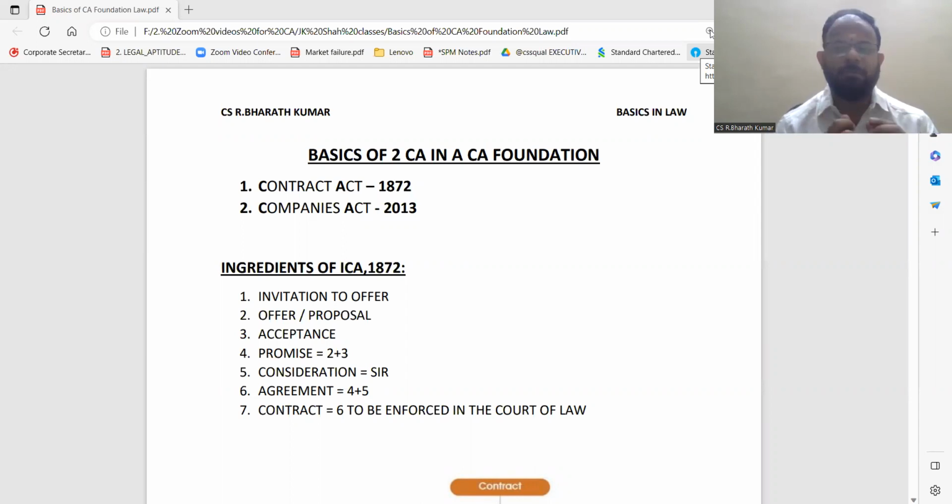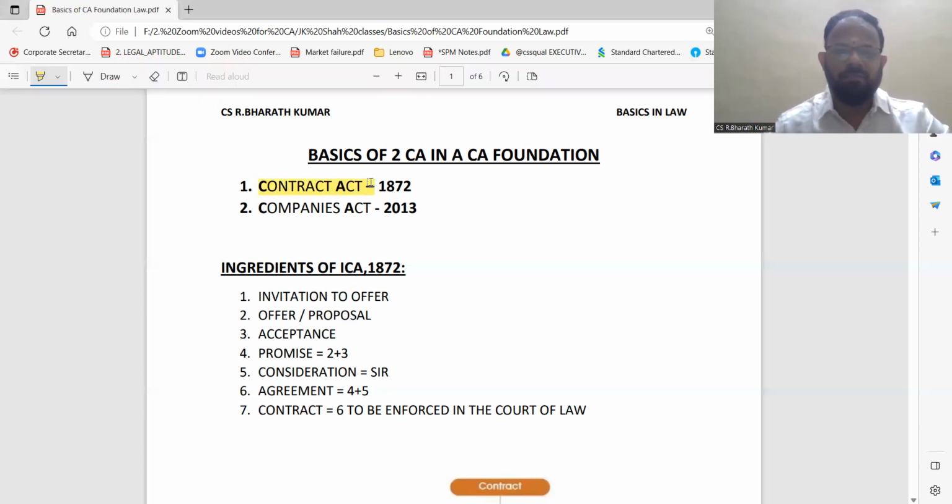We are going to cover some basics of CA Foundation law related subjects. The topic that I'm going to cover is the basics of 2 CAs in CA Foundation. What are the 2 CAs in CA Foundation? The two major acts that we are going to cover are the Contract Act, which is the Indian Contract Act 1872, and the Companies Act 2013. If you cover these, you are going to cover the whole CA Foundation. How is that possible?